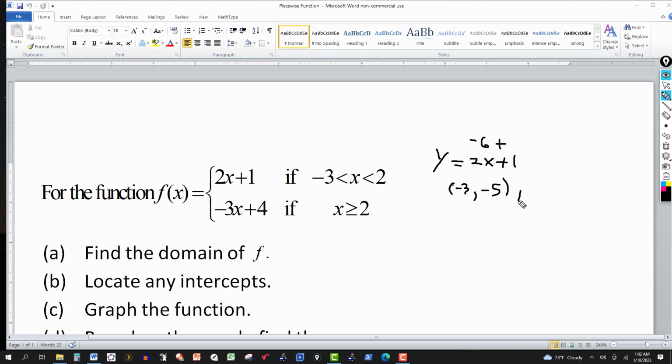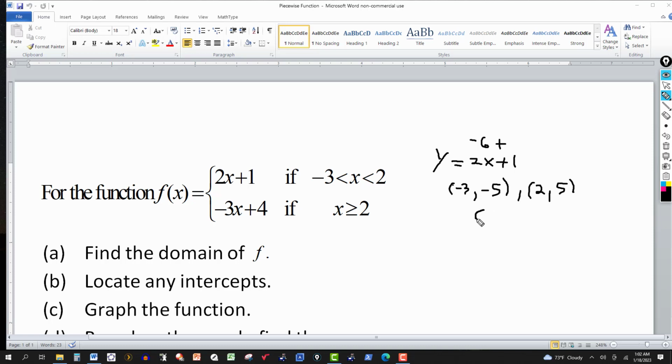And it also passes through another point. This interval goes from negative 3 to 2, so let's use 2. Put a 2 where the x is here. 2 times 2 is 4, and 1 is 5. So with these two points, negative 3, negative 5 and 2, 5, we can sketch the graph. Two points determine a line.